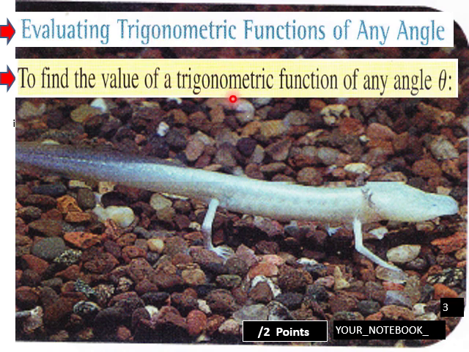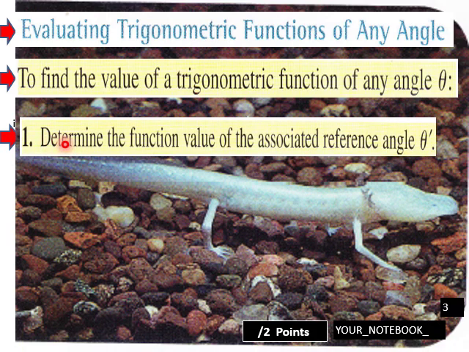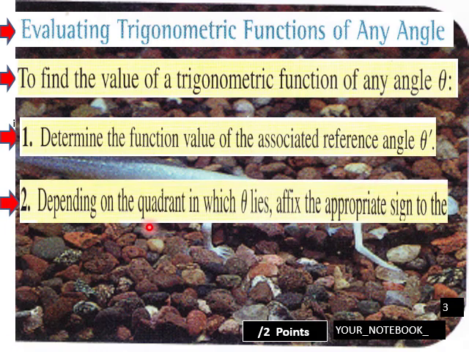So, evaluating trigonometric functions of any angle. To find the value of a trigonometric function of any angle theta, 1. Determine the function value of the associated reference angle theta prime. So determine the function value of theta prime. 2.